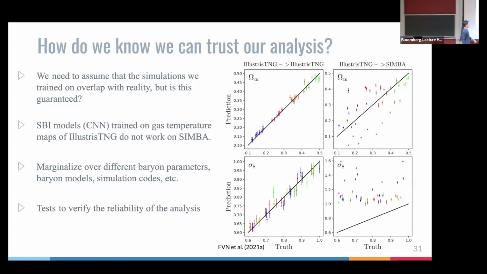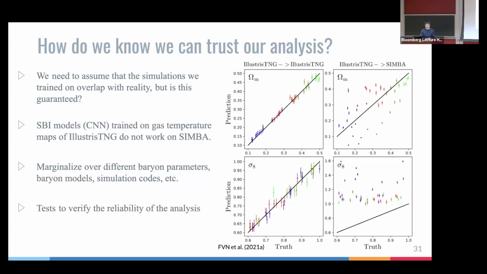Here I show an example taken from the CAMELS collaboration. Here they are training some simulation-based inference model on some baryon maps. On the left column, they are trying to infer omega m and sigma 8. They train their model on TNG simulation and also apply it to TNG. The model works perfectly. But if you apply it to a different hydro simulation, your constraints are everywhere because of this inconsistency between different simulations.